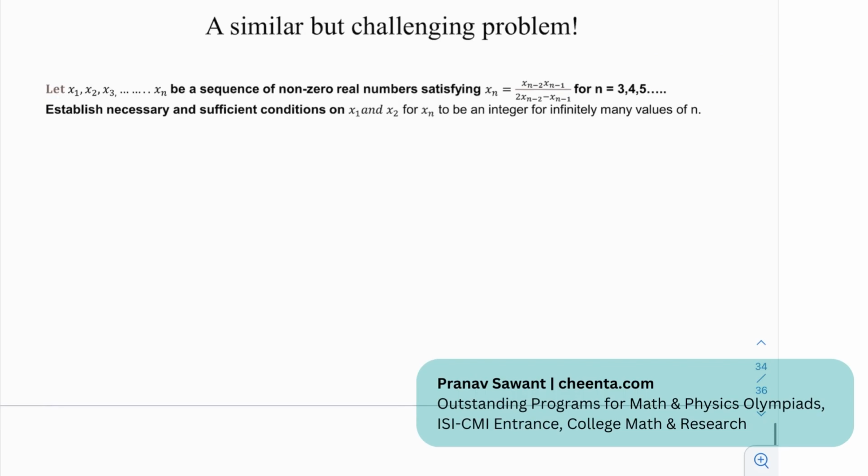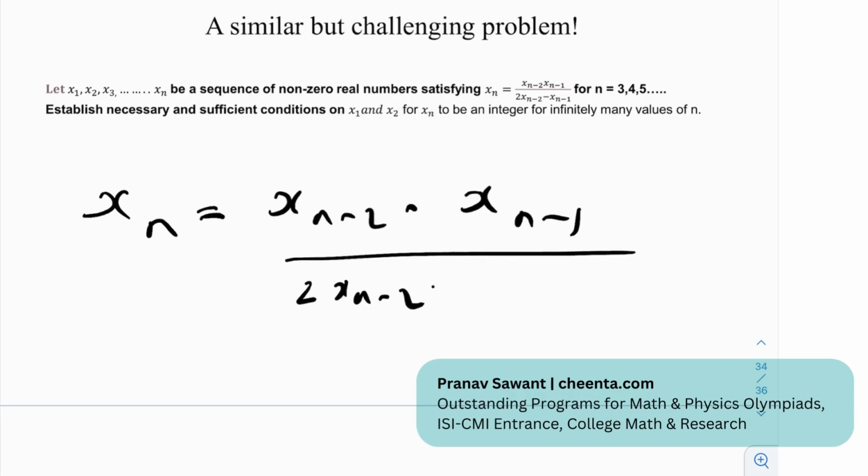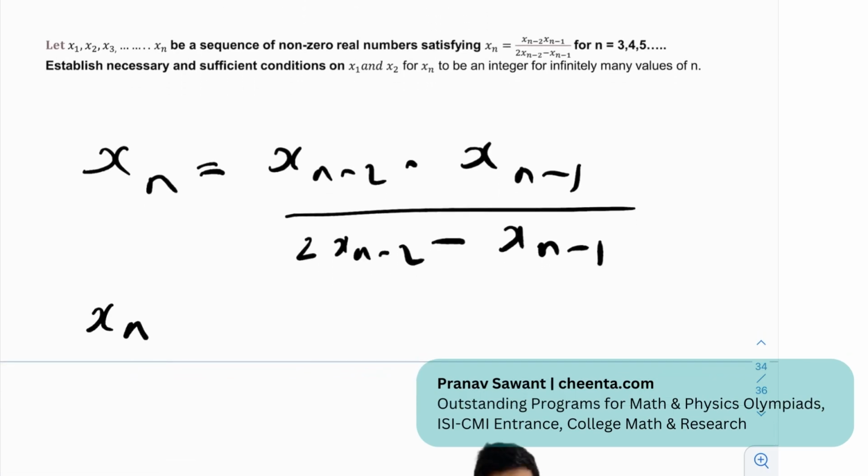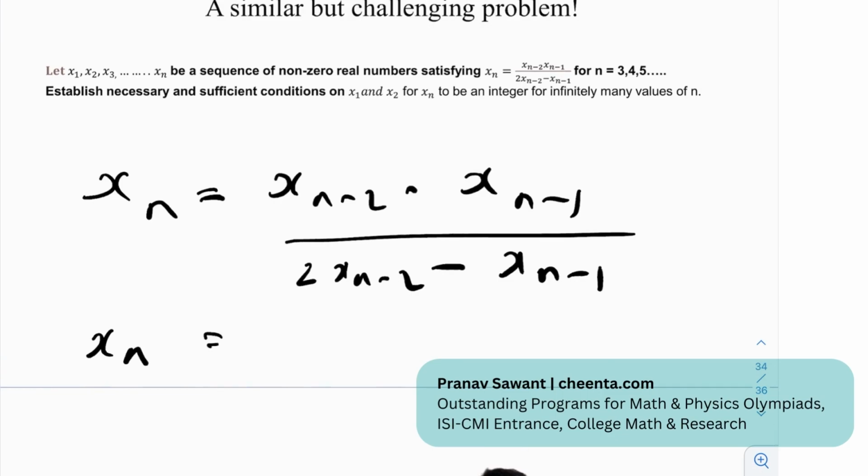Now, after that, we have a very similar but challenging problem. So again, we have defined a sequence of n terms of non-zero real numbers, satisfying x_n is this given expression for n equal to 3, 4, and 5. Now, if you remember the problem that we just solved, this expression is the same that we used in that problem, right? So we've essentially already formulated the value of x_n. It will be 3 divided by 4n minus 1, right? It's essentially the same setup.